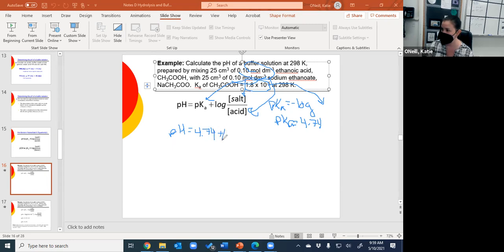And then plus the log of the salt, oh, they were both 0.1. So obviously the ratio of a number to itself, a number divided by itself, is just 1. So what is the log of 1? 0. So the pH is actually just 4.74.